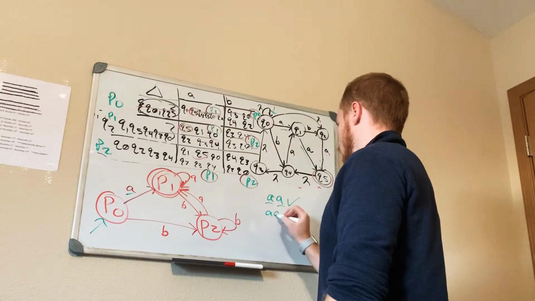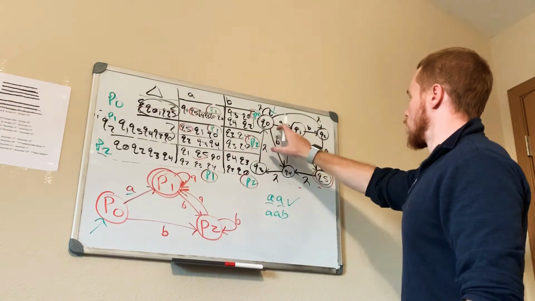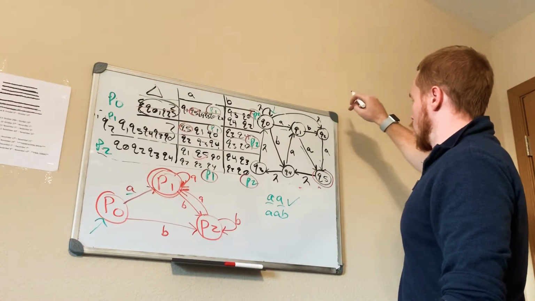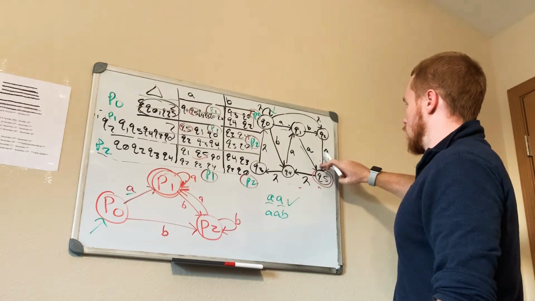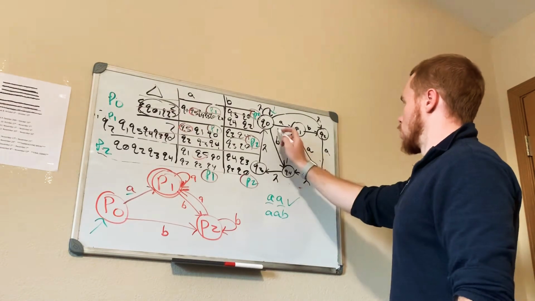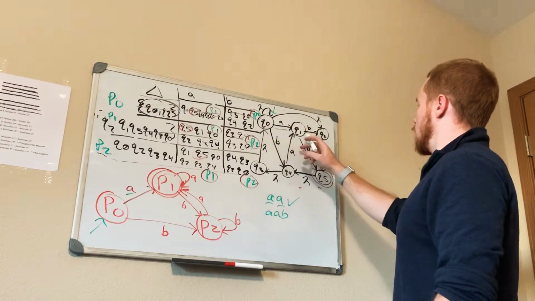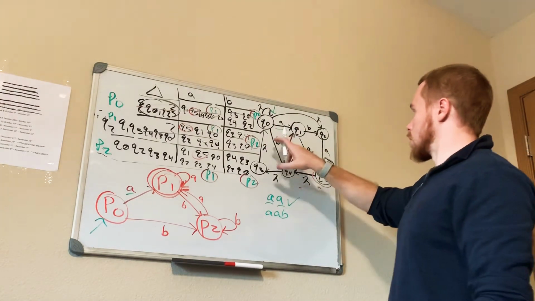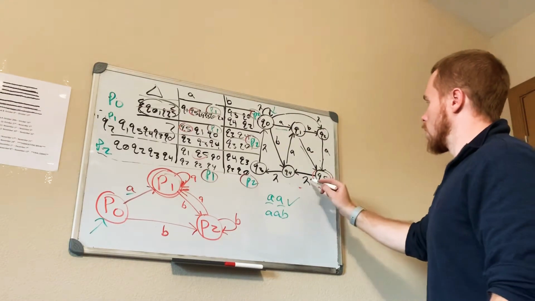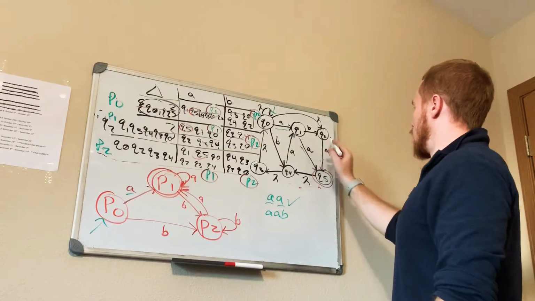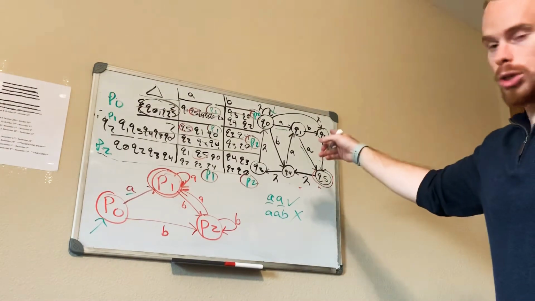Let's check AAB. So let's go to this one. So A. So using input A, and then B. It doesn't look like this one accepts it. So you can use lambda, A, B. So AAB is not accepted by this machine, and you can double check that.